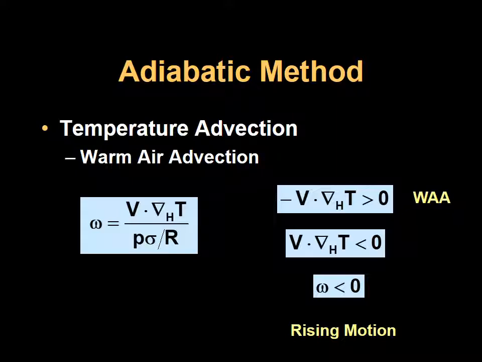You know that the equation for temperature advection is minus V dot del T. This is the horizontal temperature advection, so that's why we have the H next to the del. Remember that when there's warm air advection, that term is positive. In the equation we have now, there's no minus sign in front of that temperature advection term, so it's a little bit different. When there is warm air advection, that means the top term is actually negative. If the top term is negative, the whole right side is negative, and that means omega is negative. And when omega is negative, we have rising motions. So when there's warm air advection, you have rising motions.